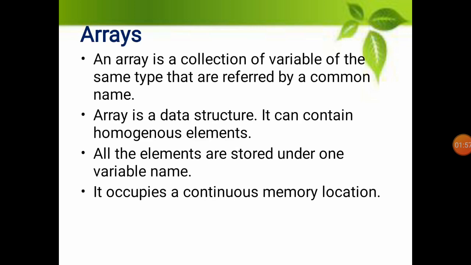So students, now come to the definition of array. Array is a collection of variables of the same type that are referred by a common name. Array is a data structure and it can contain homogeneous elements. The similar type of data can be contained by the array. We cannot store different types of data in an array. All the elements are stored under one variable name. And one more thing, it occupies a continuous memory location.